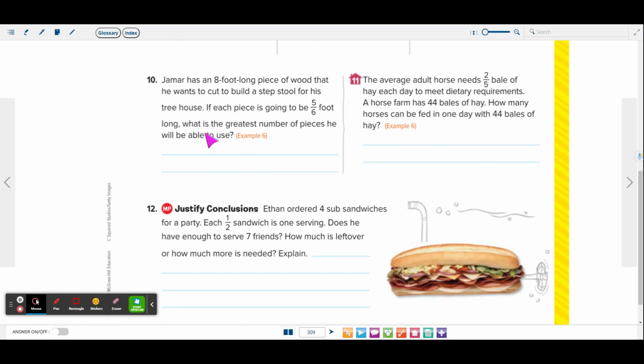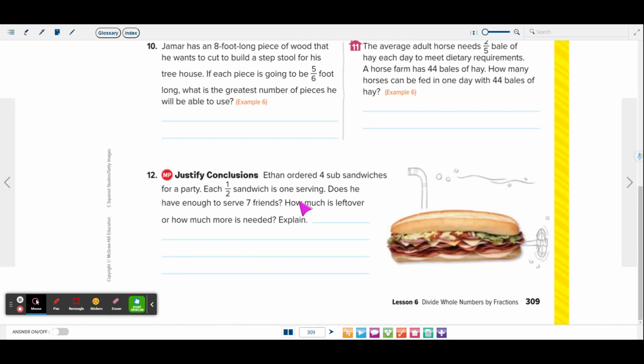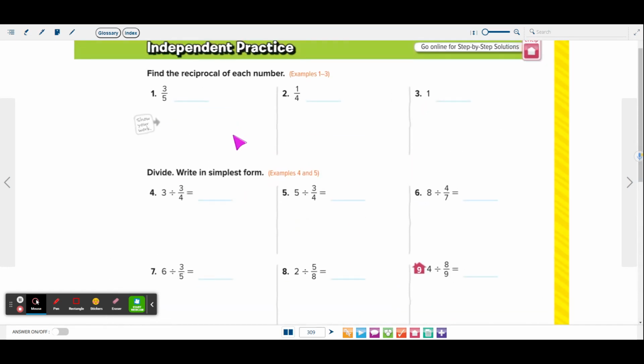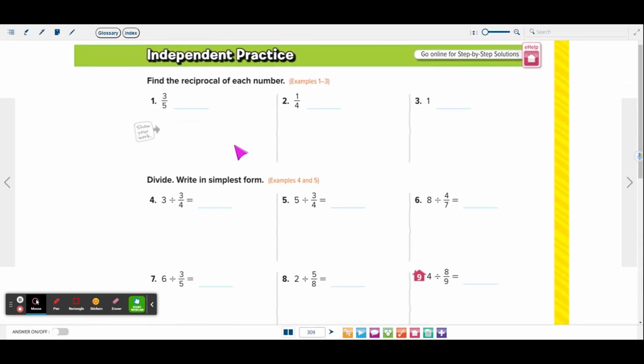Remember, start it out as a division problem and then do your keep, change, flip to get your answer. And again, remember, if your answer is smaller than what you started with, you've done it wrong. Okay. So make sure your answer at the end is bigger than what you start with. Okay. And that is everything for today.